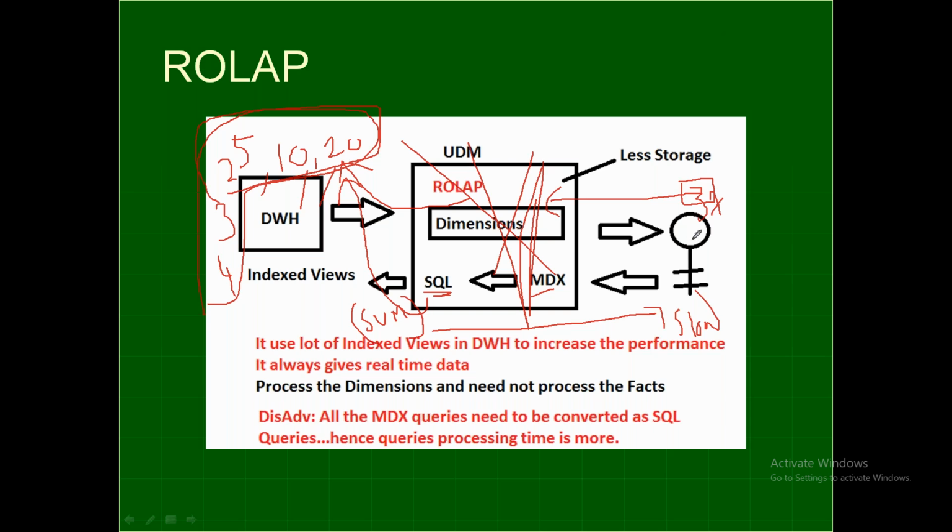So you click on some MDX query. The MDX query will get converted into a SQL query. The SQL query will go and take the data on the fly. It is going to be processing the thing. So nothing is available in your cube. The cube is simply a dummy. That is what we have to understand.